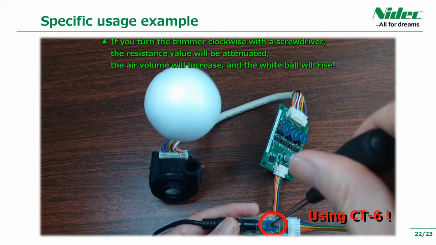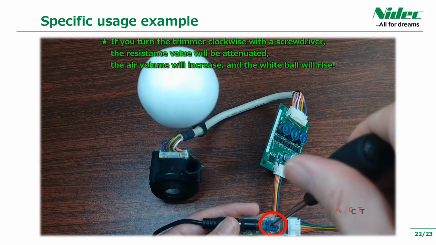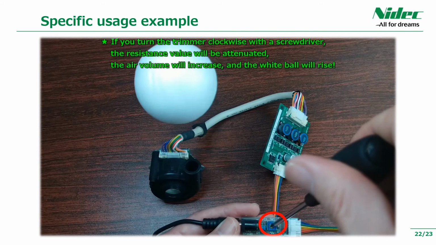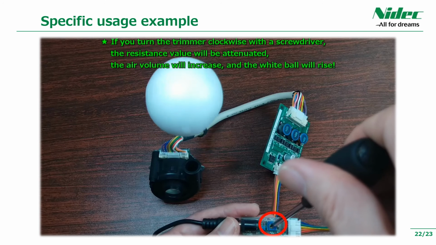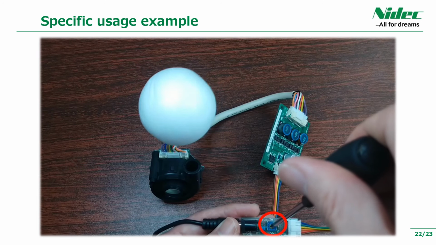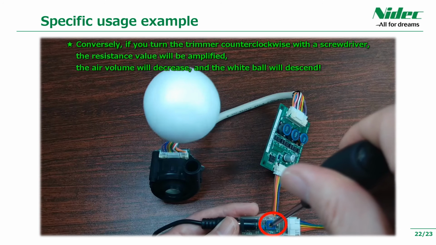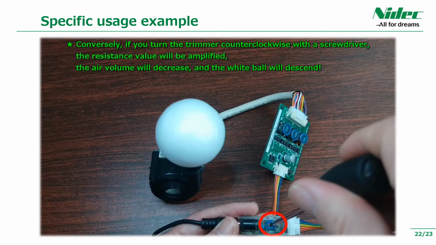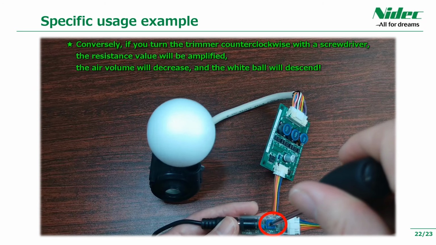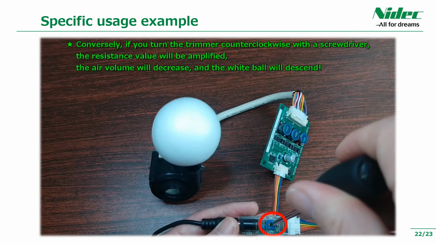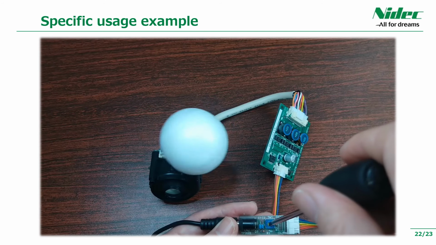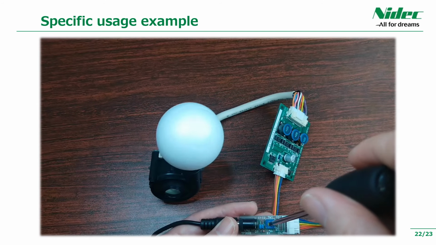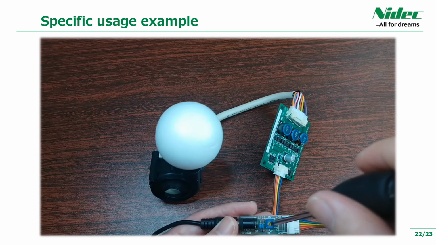Turning the trimmer clockwise with a screwdriver attenuates the resistance, increases the airflow, and raises the white ball. Conversely, turning the trimmer counterclockwise with a screwdriver amplifies the resistance, reduces airflow, and lowers the white ball. As you can see, I was able to adjust the air volume using trimmer.